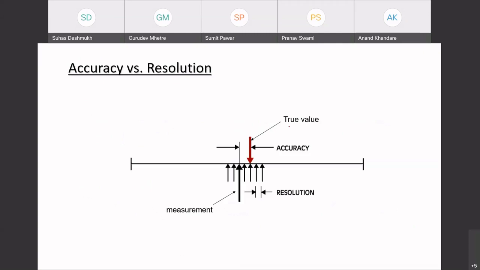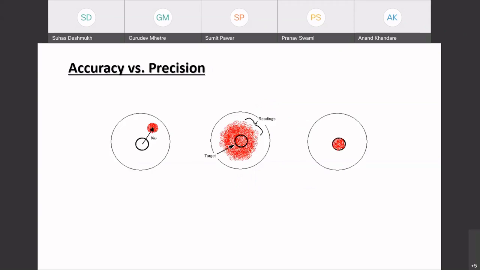You can look at the difference between accuracy and resolution here. The red color indicates my true value, and my measuring system has sensed this much value. This is the accuracy of my system. But my instrument can take a change in much smaller steps, which is called resolution. That is how you can look at the difference between accuracy and resolution.